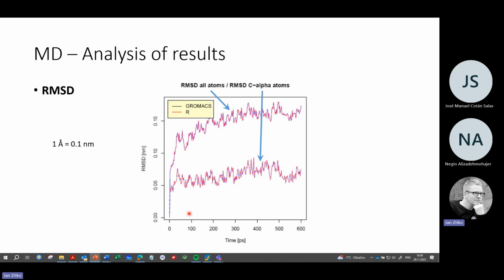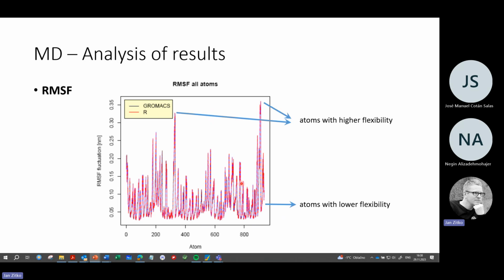So once again, with RMSD we have the answer when something is happening, but we don't know what is happening. And with RMSF, it's the contrary, because you know which atoms are moving, but you don't know in which frames, because it's an average.